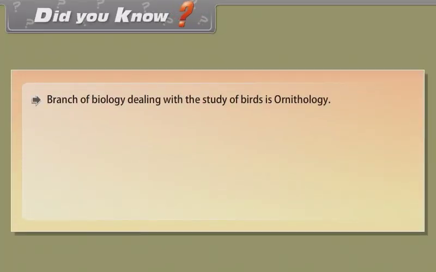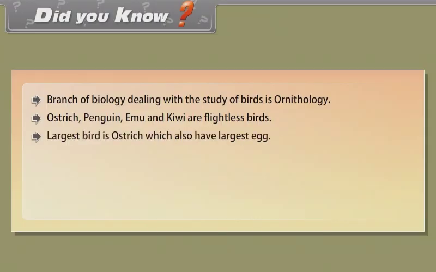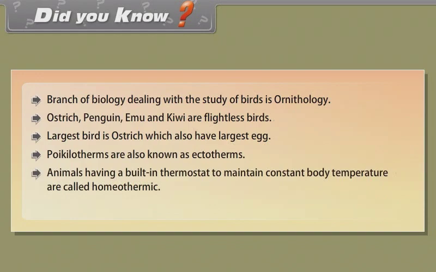Did you know? Branch of biology dealing with the study of birds is ornithology. Ostrich, penguin, emu, and kiwi are flightless birds. Largest bird is ostrich, which also has the largest egg. Poikilotherms are also known as ectotherms. Animals having a built-in thermostat to maintain constant body temperature are called homothermic. Fish which eradicates mosquito larvae is Gambusia.